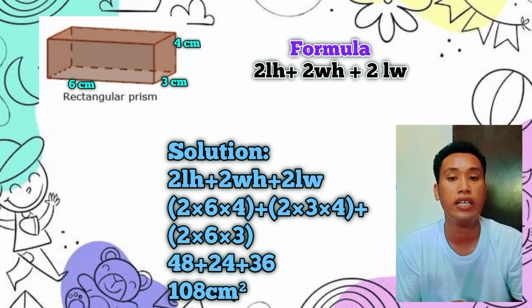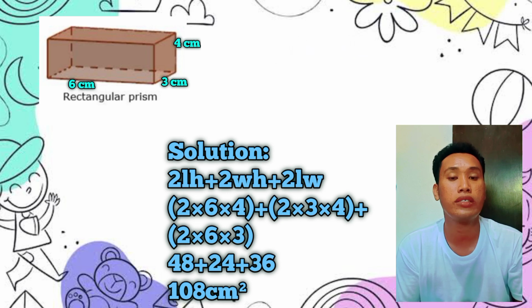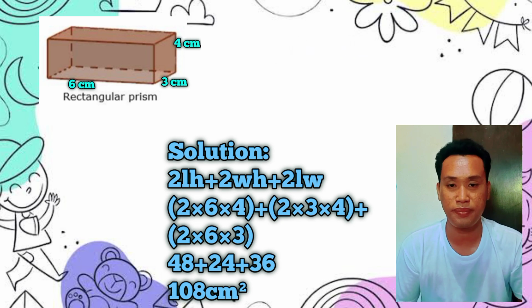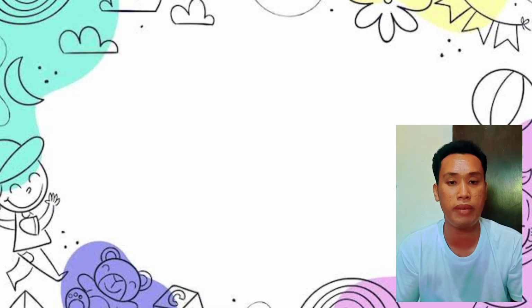Then we calculate one by one. 2 times 6 equals 12 times 4 equals 48. The second one is 2 times 3 is 6 times 4 equals 24. The last one is 2 times 6 equals 12 times 3 equals 36. Then add 48 plus 24 plus 36. The answer would be 108 square centimeters. So that's it.